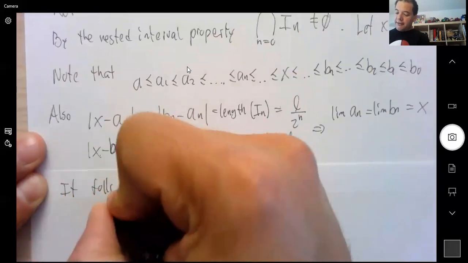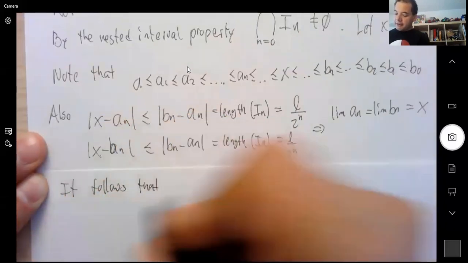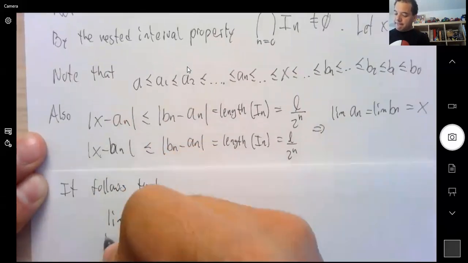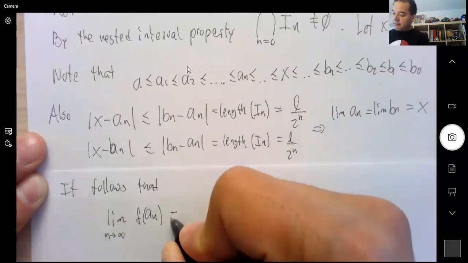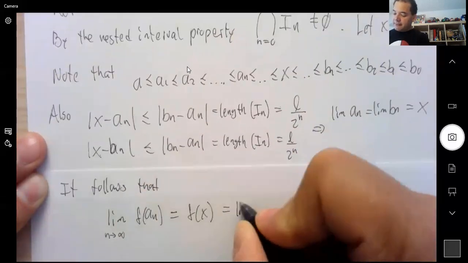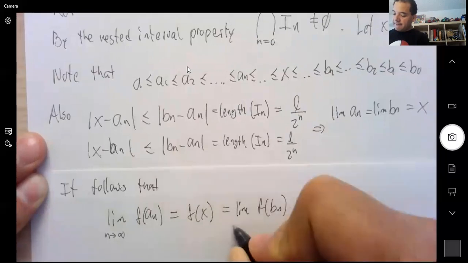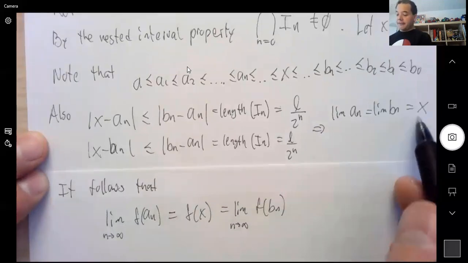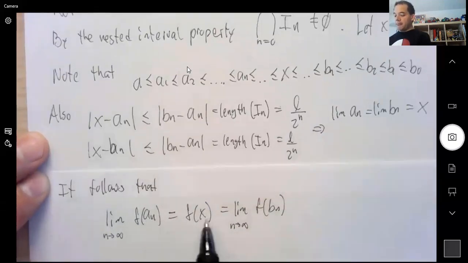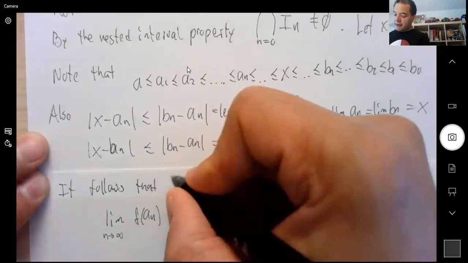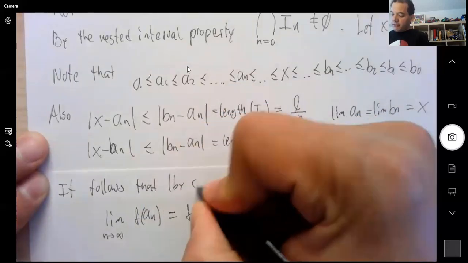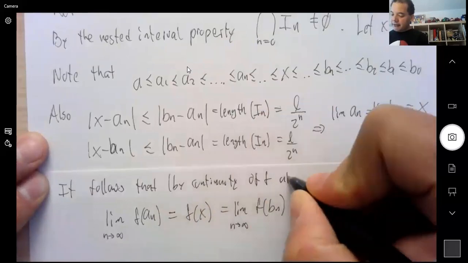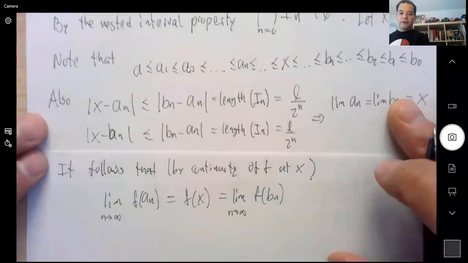So it follows that the limit of f(a_n) equals f(X). And that's the same for the limit of f(b_n). These two both, because these sequences approach X, then f of those sequences approaches f(X). So this is by continuity of f at X. So we finally use continuity, right?